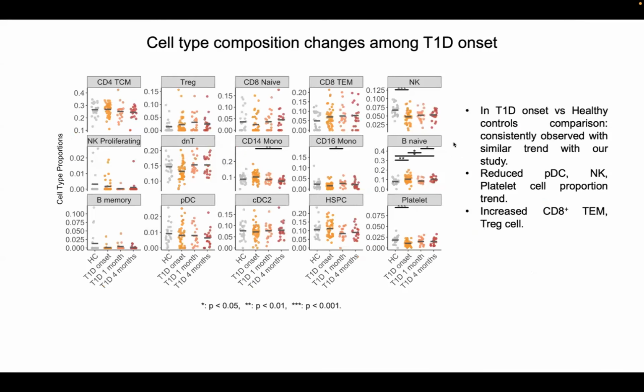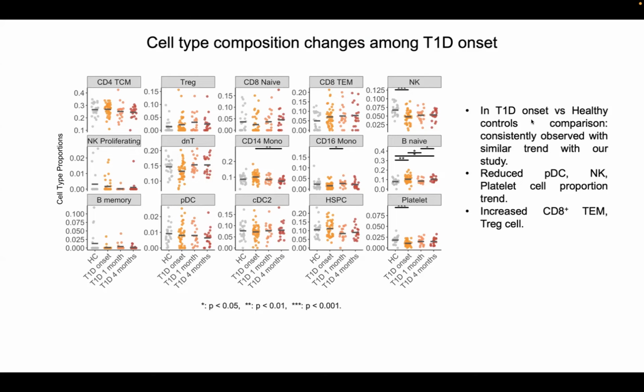And further, I compared the proportion profile between different disease statuses. The x-axis here is healthy, T1D onset, T1D 1 month and T1D 4 month duration. The y-axis is the cell type proportion change. From this panel, we can check the cell type proportion change intuitively for all the different cell types at one time. And by pairwise comparison, we can see some cell proportion changes along disease status development.